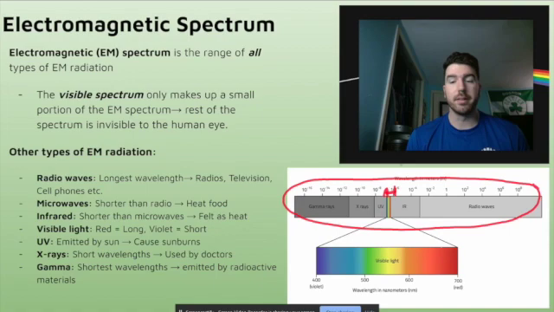And finally, the most powerful form of electromagnetic radiation, the one with the shortest wavelengths, is gamma rays. Gamma rays are emitted by radioactive materials. They're also produced by the sun, and certain layers of our atmosphere filter out gamma rays, and that's a good thing because gamma rays are not good for our bodies.